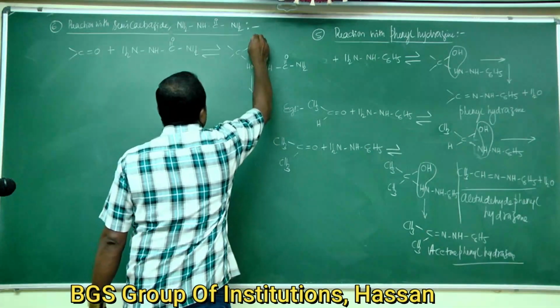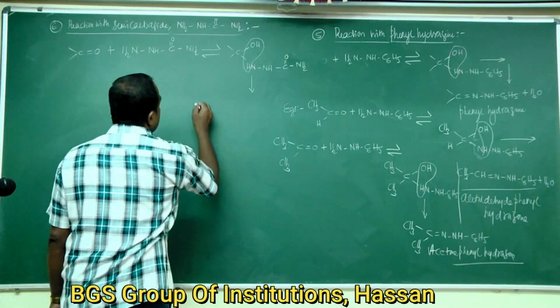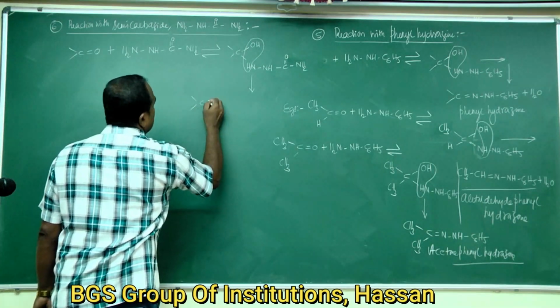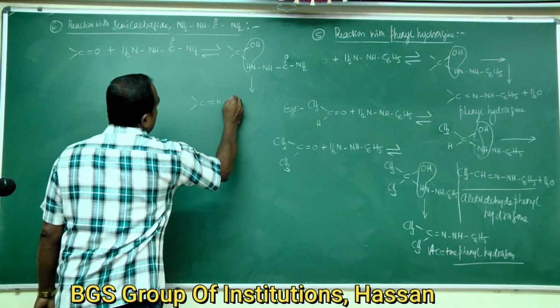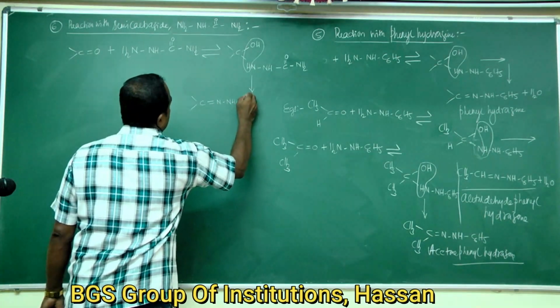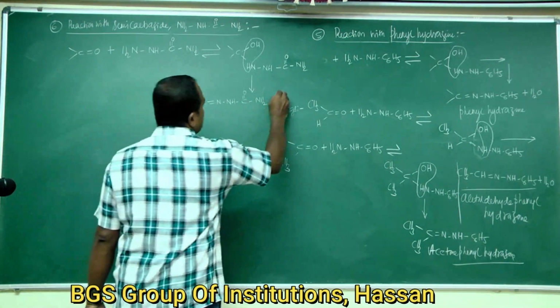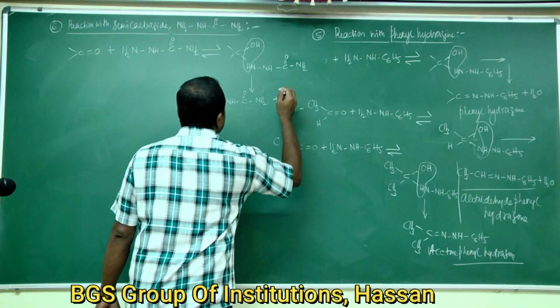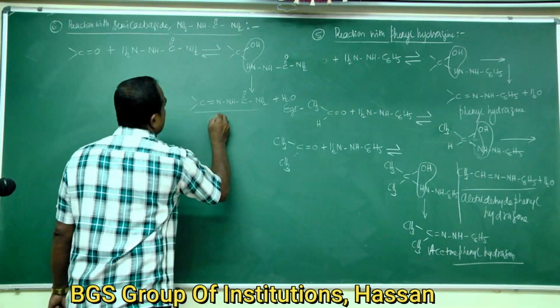So this on dehydration gives the product, that is C=N connected to NH connected to CO connected to NH2, plus H2O. So the product formed is called semicarbazone.